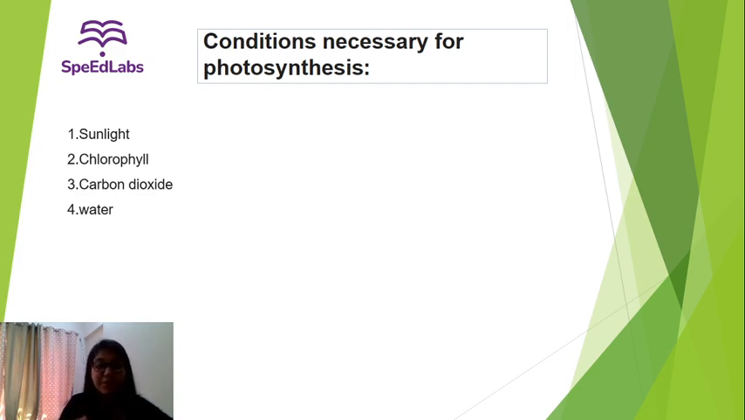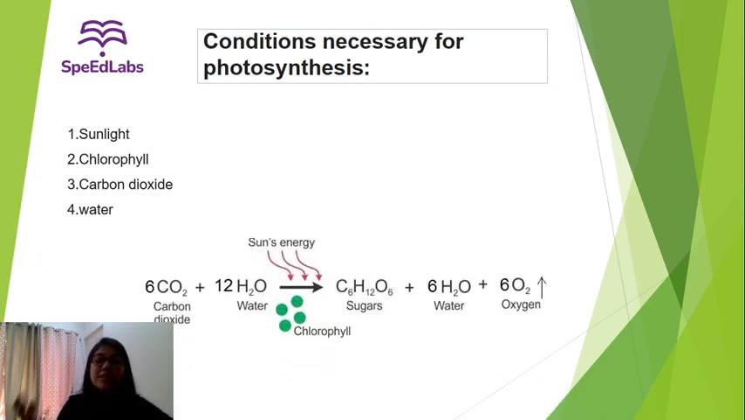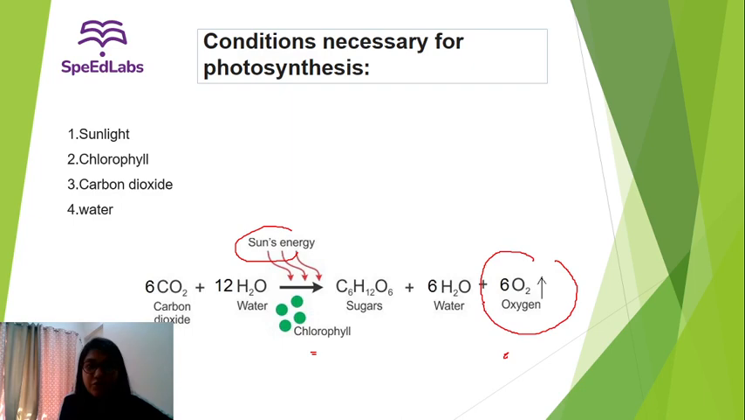If we sum up the entire photosynthesis, this is the reaction: carbon dioxide plus water in the presence of sunlight and the chlorophyll pigment will give glucose, and water and oxygen will be liberated. Okay guys, so this was a quick summary of the process of photosynthesis.